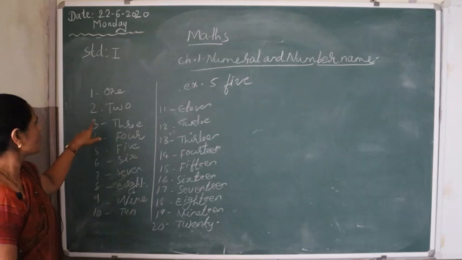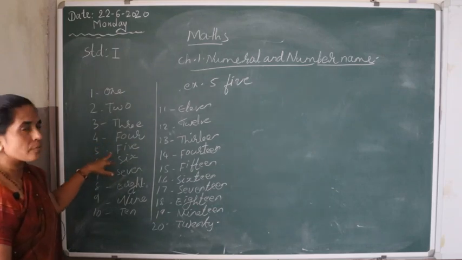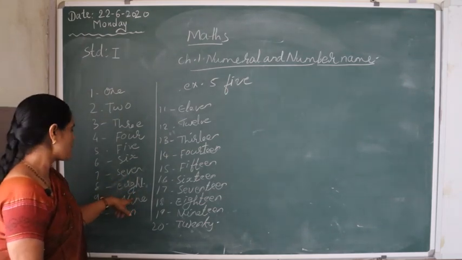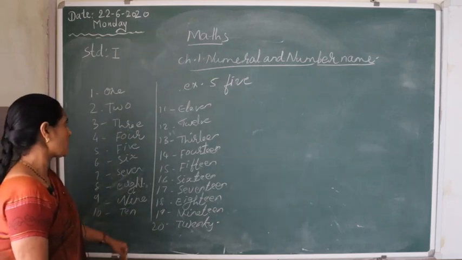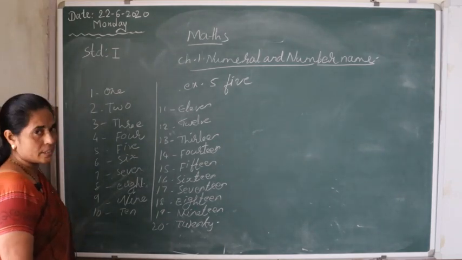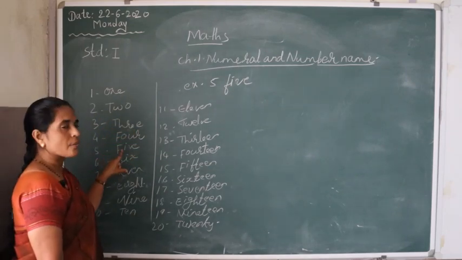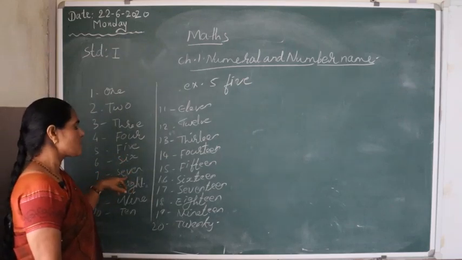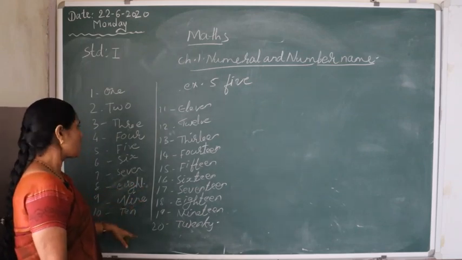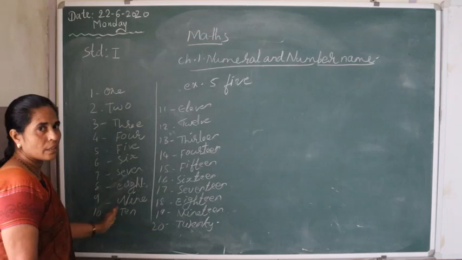Here, 1, O-N-E, 1, T-W-O, 2, T-H-R-E-E, 3, F-O-U-R, 4, F-I-V-E, 5, S-I-X, 6, S-E-V-E-N, 7, E-I-G-H-T, 8, N-I-N-E, 9, T-E-N, 10. Here, 1, 2, 3, 4, 5, 6, 7, 8, 9, 10 are figures. Then O-N-E 1, T-W-O 2, T-H-R-E-E 3, F-O-U-R 4, F-I-V-E 5, S-I-X 6, S-E-V-E-N 7, E-I-G-H-T 8, N-I-N-E 9, T-E-N 10. These are numeral names. This is number. This is number name.